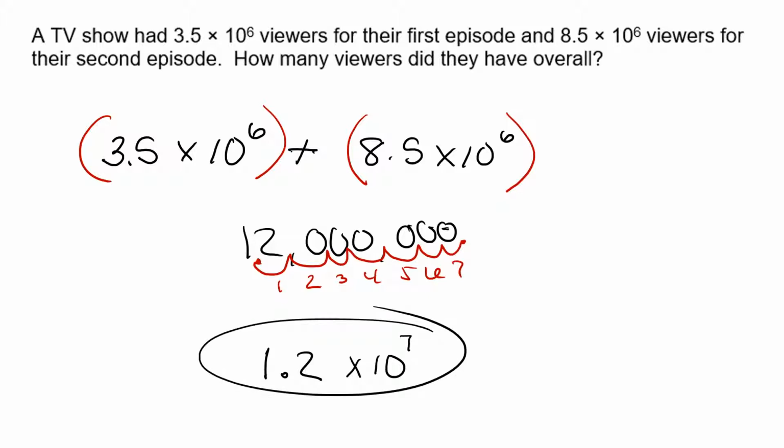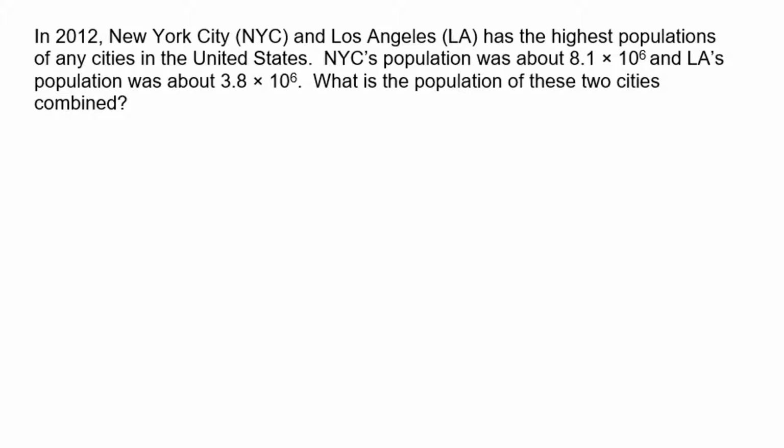In 2012, New York City and Los Angeles had the highest populations of any cities in the United States. New York City's population was about 8.1 times 10 to the 6th, and LA's population was about 3.8 times 10 to the 6th. What is the population of these two cities combined? Again, the word combined means to add. So we're going to add those two together.